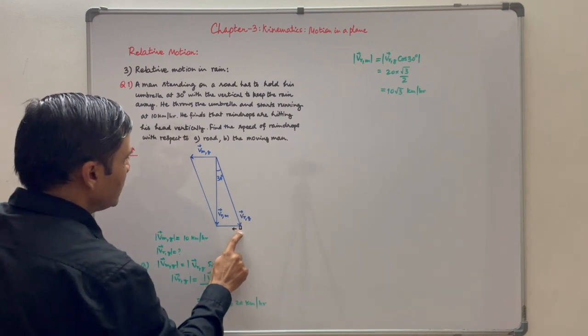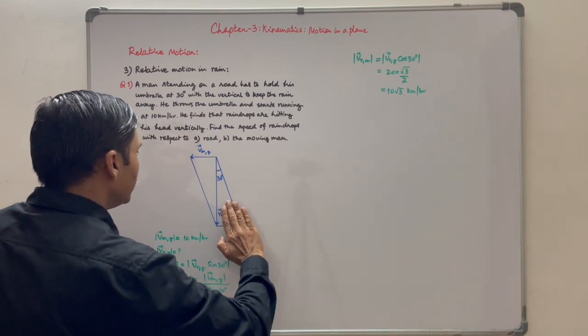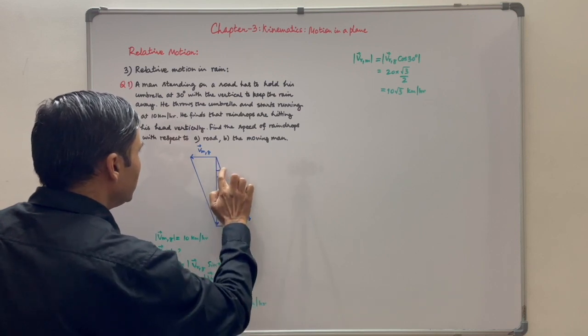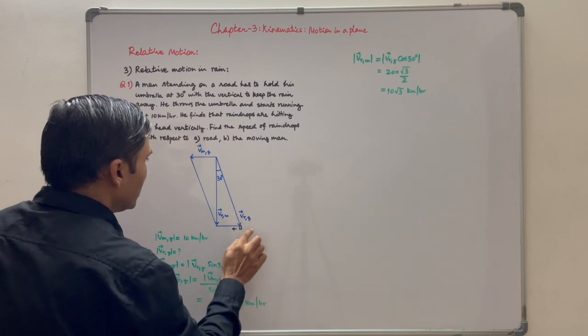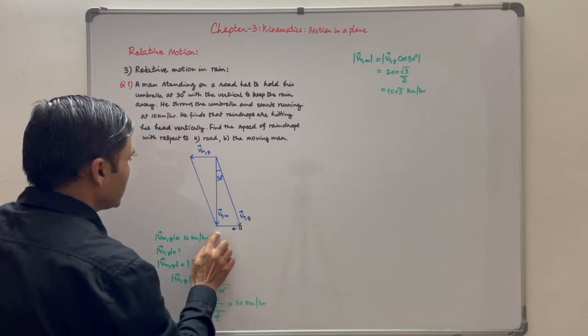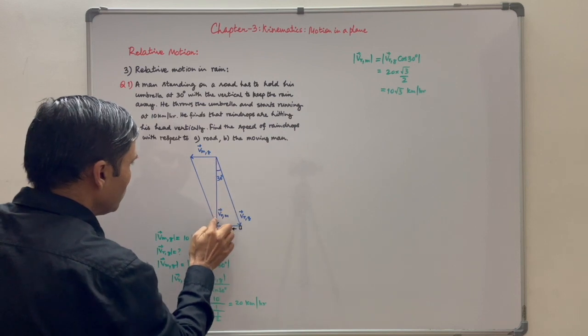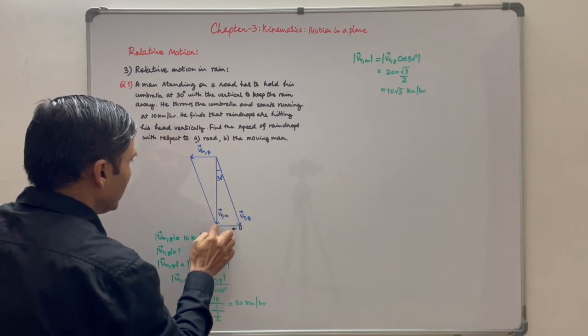Suppose the man is standing here holding his umbrella like this, because the raindrops are coming from a direction which is 30 degrees from the vertical. Now the man throws his umbrella and starts running in this direction. So the raindrops appear to be falling on his head vertically.